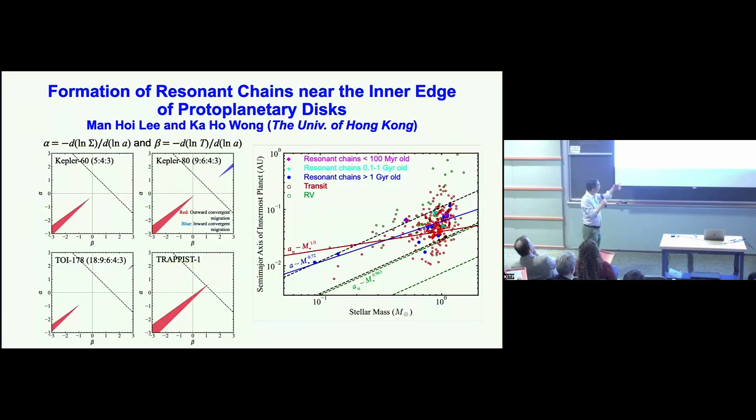So the bonus from the paper is that I've updated the plot on the right with some of the systems that VEDAI has for the young and intermediate age systems.